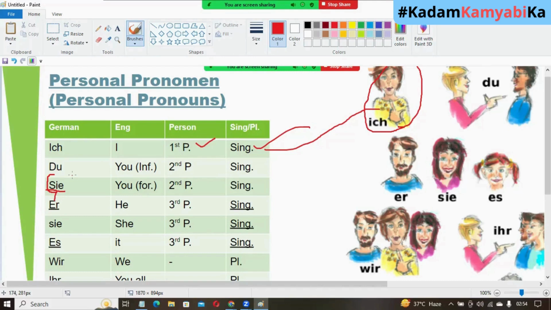However, if you're referring to somebody on an informal note, let's say your friends, your sibling, your younger brother, sister, then you can refer to the person as du, which is you informal. Since one person is talking to the other person, this is second person singular, since you are talking only to one person.